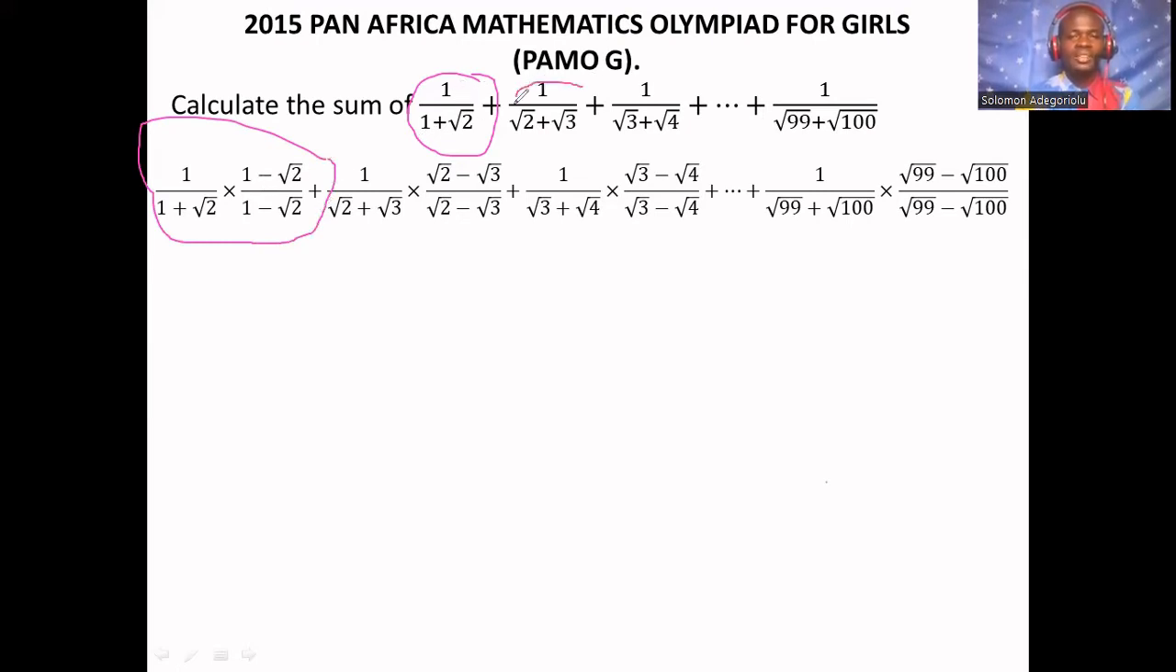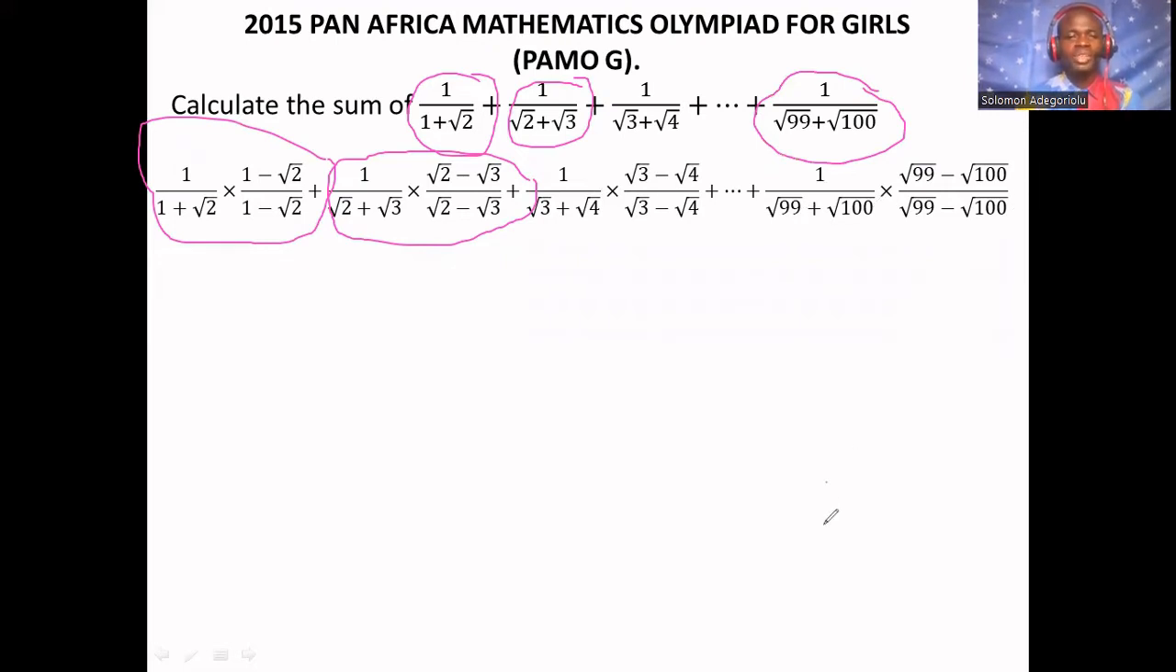If you rationalize 1 over root 2 plus root 3, the result is going to give you this. That's the process of rationalization. We have 1 over root 2 plus root 3, then we multiply the numerator and the denominator by the conjugate of the denominator that we have here, and that's going to be root 2 minus root 3 over root 2 minus root 3. So we continue the process until we get to the last one here, which is 1 over root 99 plus root 100. If we rationalize that as well, we're going to get this result here.